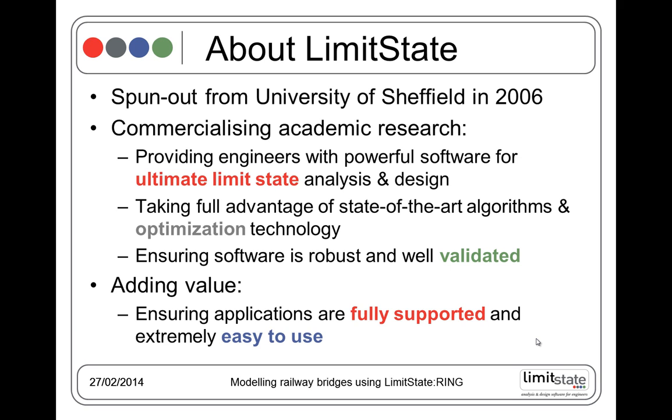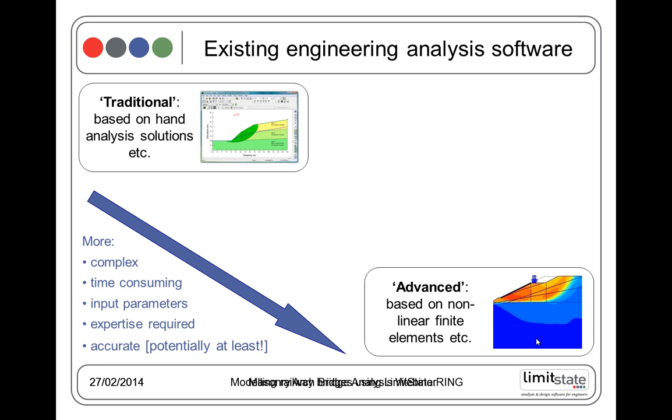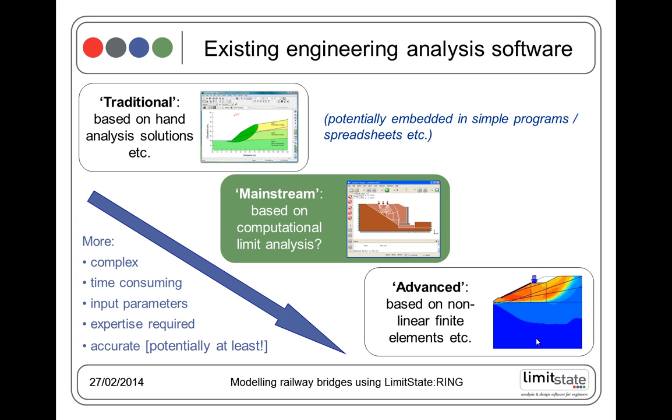Okay, so just to see where the software fits in the big picture, those of you who've attended previous LimitState seminars will be familiar with this. There's basically two types of software on the market. There's traditional automated hand calculation-based software, and at the other end of the spectrum, there are advanced tools, for example, based on nonlinear finite elements, discrete elements, and so forth. And there's a large gulf between those two types of tool, which we are basically intent on filling using what we call computational limit analysis. So we have many of the benefits of traditional methods in terms of speed, ease of use, lack of in-depth expertise in complex numerical methods, but with the benefit that you can model general geometries, as you can, for example, using finite elements.